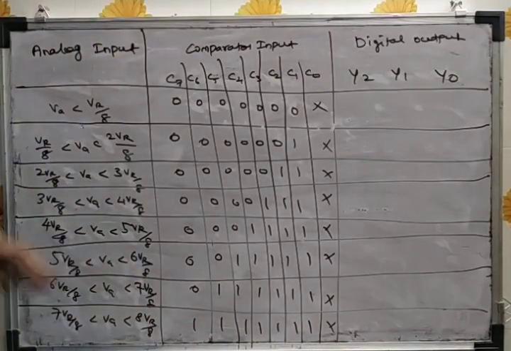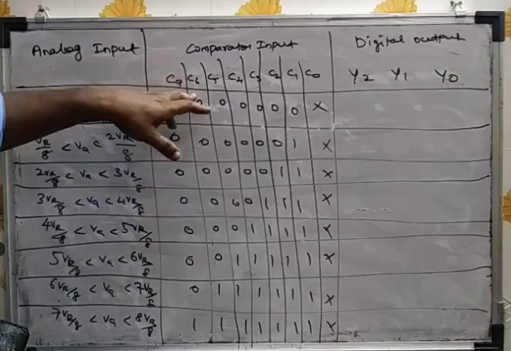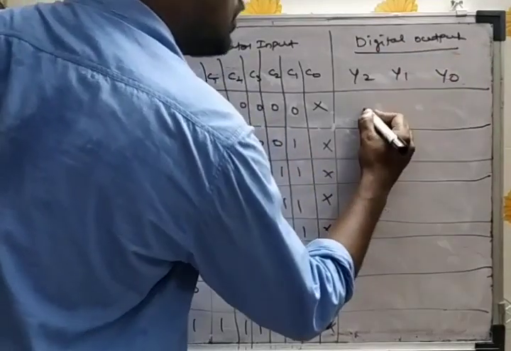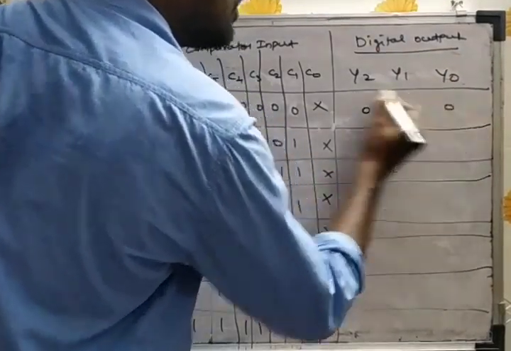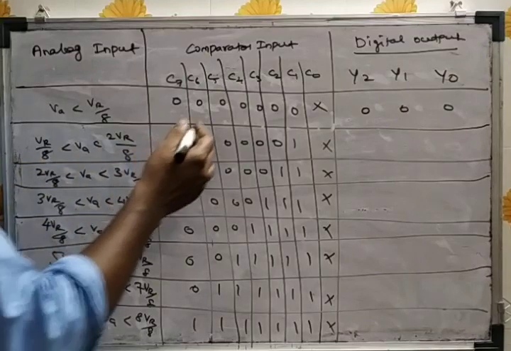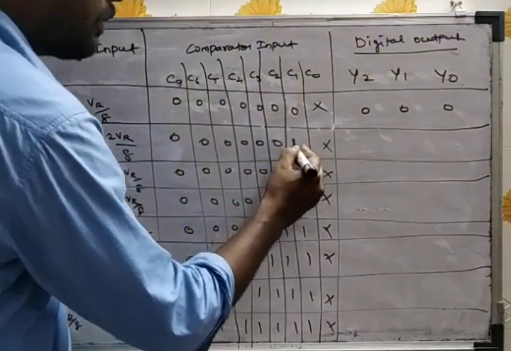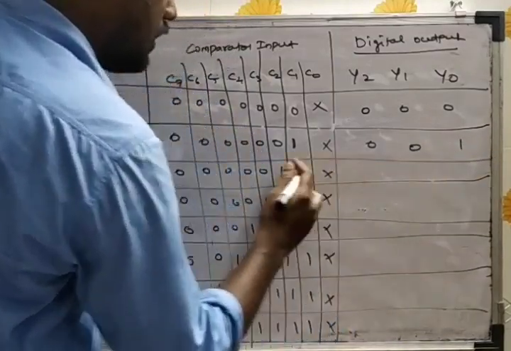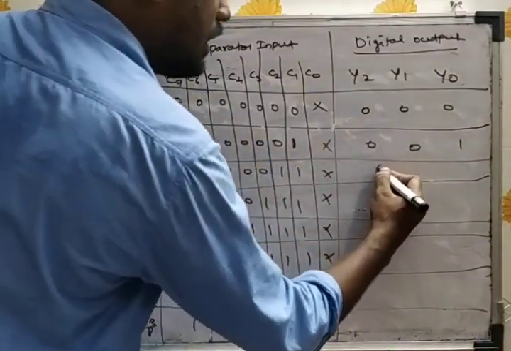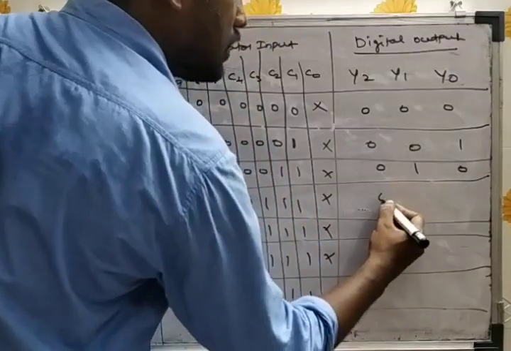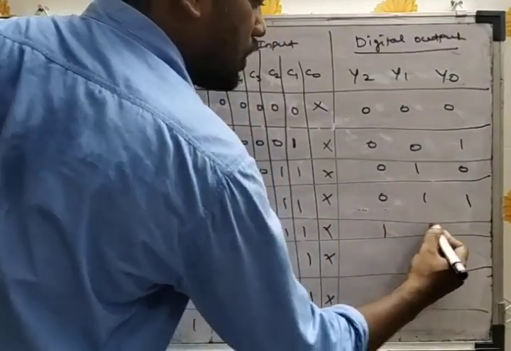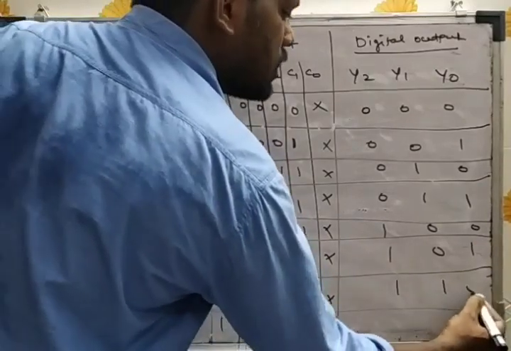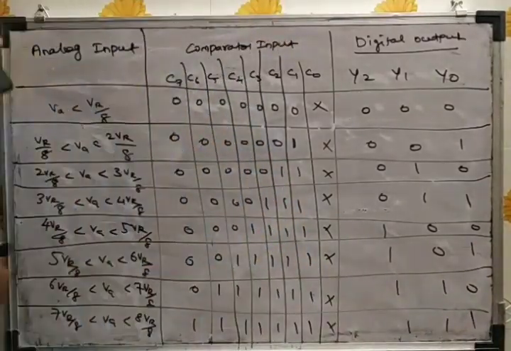So if the comparator input is 0, 0, 0, the digital output is also 0, 0, 0. If comparator input C1 is 1, you will get 0, 0, 1. Similarly, for the next values you will get 0, 1, 0, 0, 1, 1, 1, 0, 0, 1, 0, 1, 1, 1, 0, 1, 1, 1.